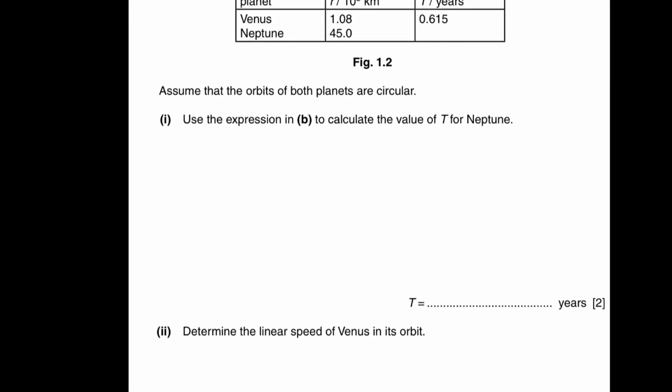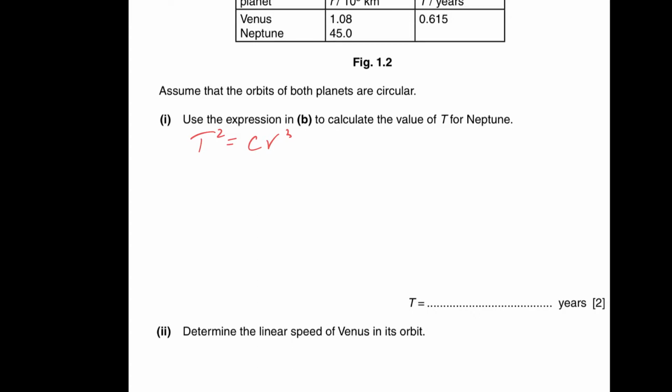You can either say T squared is equal to C r cubed. You can either find out the value of C using the radius of Venus and the time period for Venus, and then use that value of C with the radius of Neptune to get the time period of Neptune. Or the other way of solving this is by using ratios.